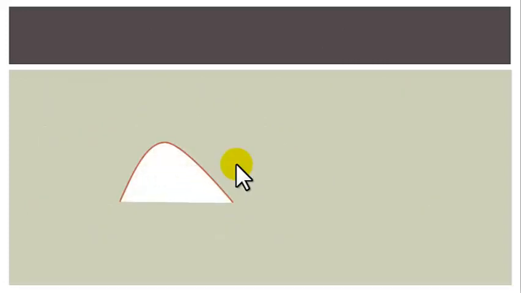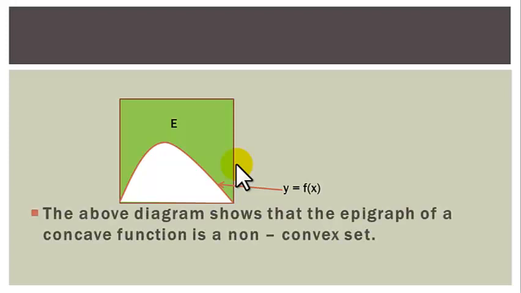Now let us look at this other one. This is our y equal to f of x. Then the set of all points on or above this function is this. Note that our function here, y equals f of x, is a concave function. So the set of all points on the curve or above the curve is this set. Clearly, as you can see, this set is non-convex. The above diagram shows that the epigraph of a concave function is a non-convex set.